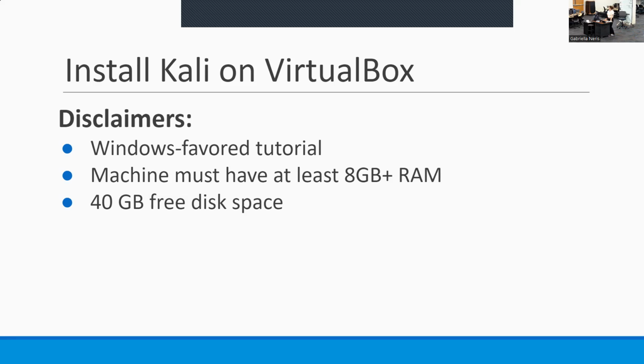Another disclaimer is that your machine must have at least 8 GB of RAM. Of course, more is favorable, but if you don't want it to move like 3 pixels per second, at least 8 GB of RAM is required. And we also recommend having 40 GB of free disk space, just so that you're basically running a second computer on your computer. So we want to make sure that computer has enough gigabytes for it to run smoothly as well.